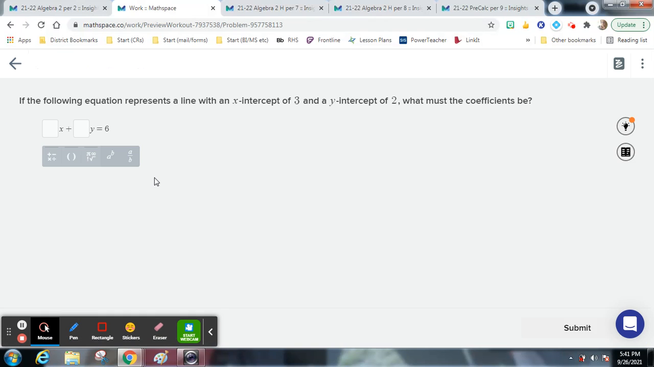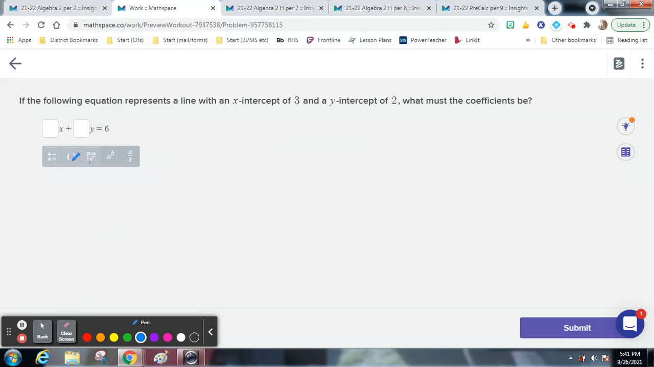So again, we already talked about that Celsius. So in this case, it says if the following equation has a line with an x-intercept of 3 and a y-intercept of 2, what must the coefficients be? Well, we got to look at this 6 here. So if the x is 3, then I know something times x. So some number times 3 had to get me 6. This was for my x-intercept. Well, that number is going to be 2. So I know 2 is going to go here.